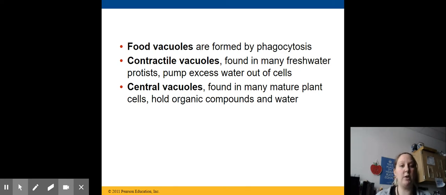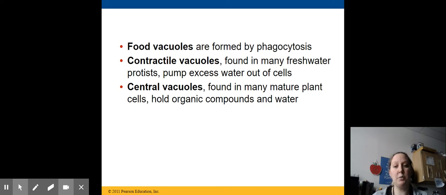First is a food vacuole. This is formed by phagocytosis, or cell eating. When the cell senses that there is food for it outside, it will engulf it in something called a vacuole, a food vacuole, where it will then be brought in, the vacuole will be broken down by lysosomes, and that food will be released out to where it needs to go in the cell.